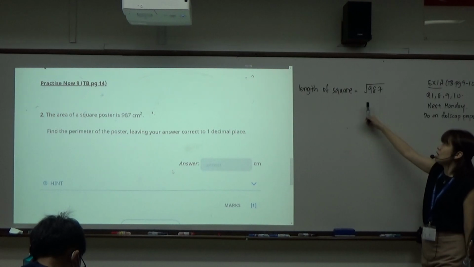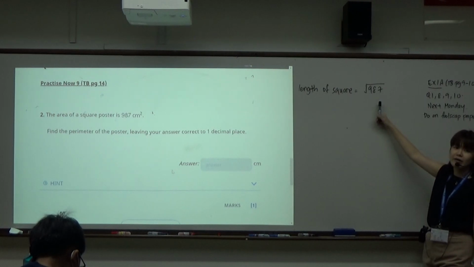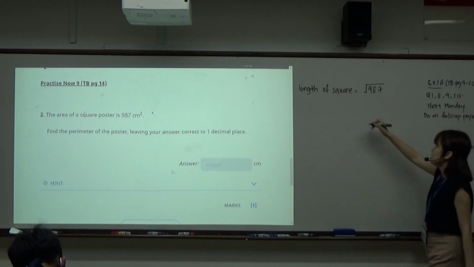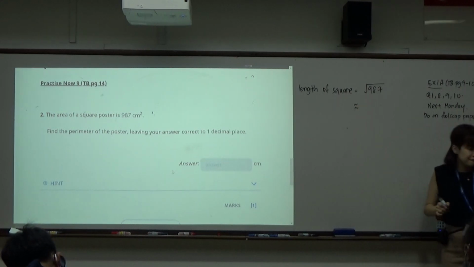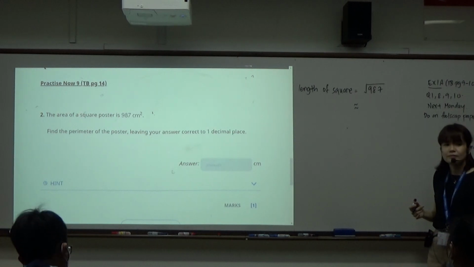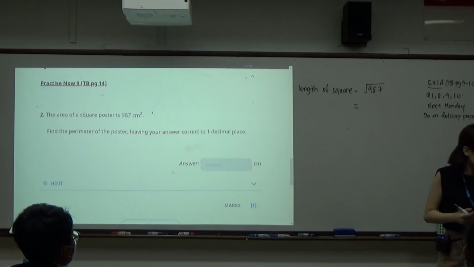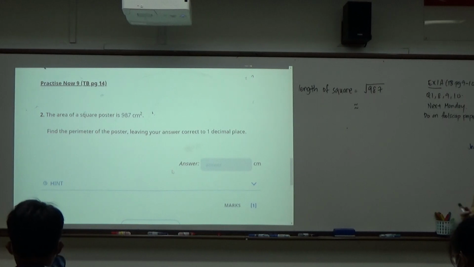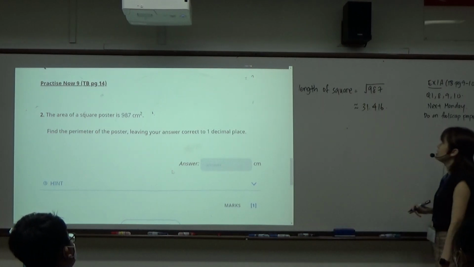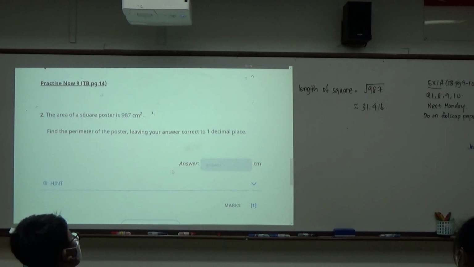Alright? Length of square equals square root of 987, which upon calculating in your calculator, what do we have? What do we get? Xavier, I notice you're not writing anything. What do we get as answer? Okay, 31.416. Alright, so 31.416.